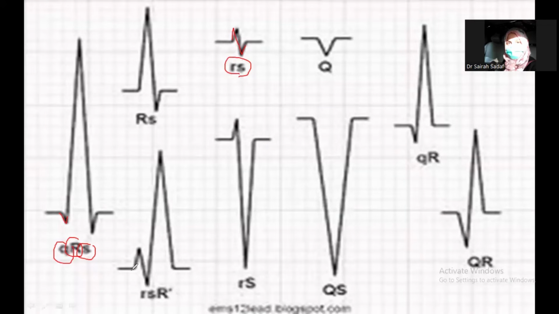See, there's no Q wave. Q wave is always downward. So we will have an R wave, a small S wave, and then again a giant R wave. And because it is a second R wave, we will have a dot on it, the R prime.